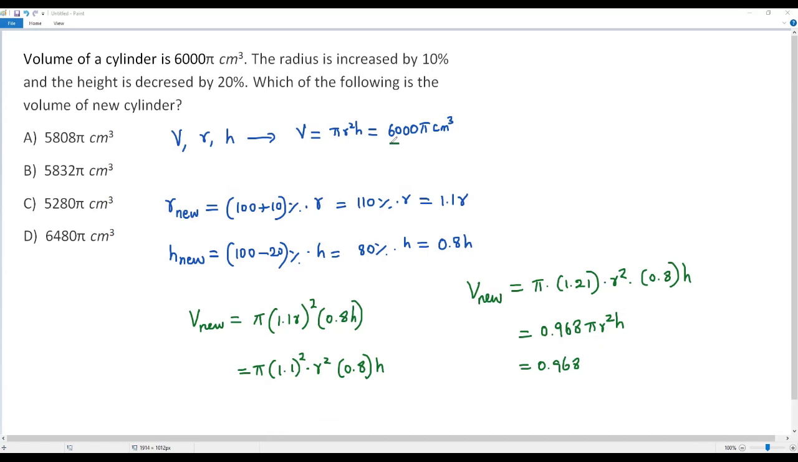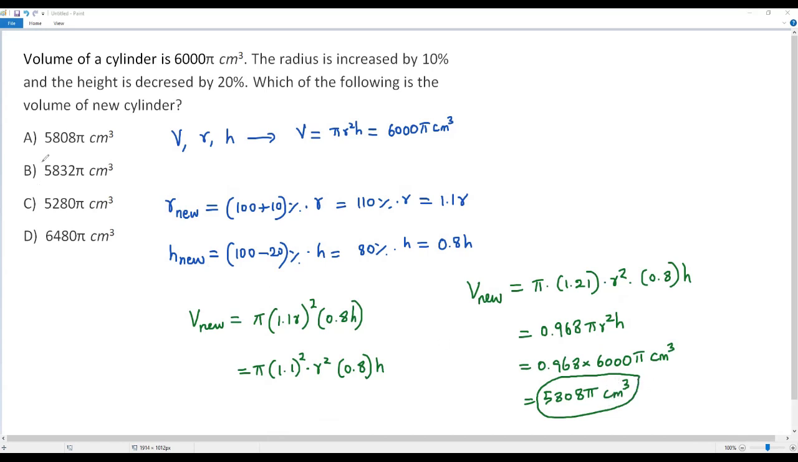Its value is 6000 pi centimeter cube. We can plug in this value for pi R square H over here. That is 0.968 times 6000 pi centimeter cube. When I multiply this value and this 6000, I am getting 5808. That is 5808 pi centimeter cube. Here I got the volume of the new cylinder, that is 5808 pi centimeter cube.